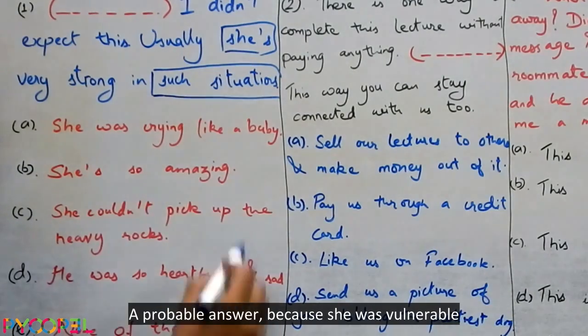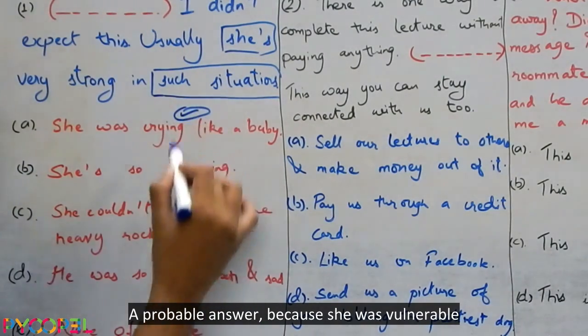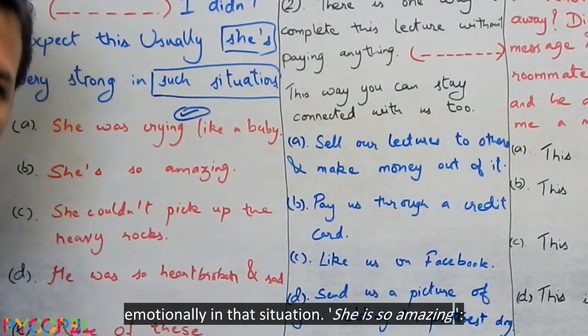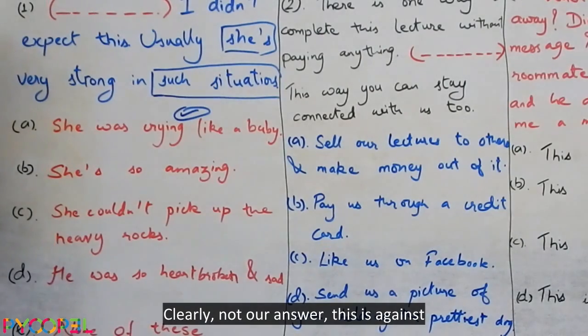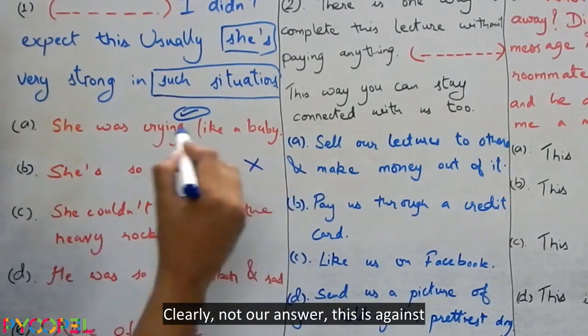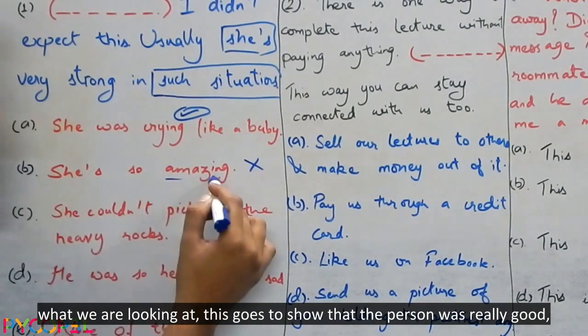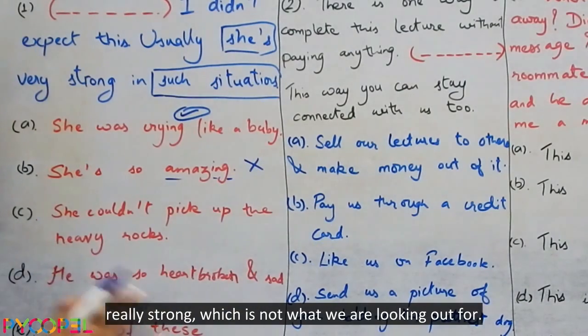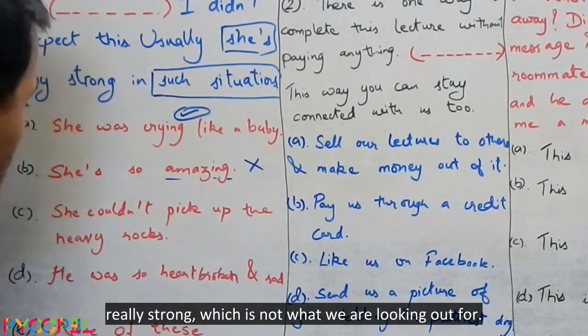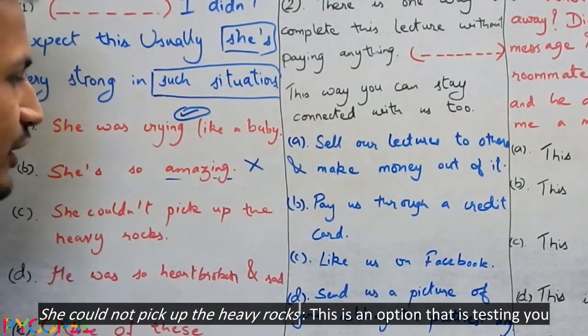"She was crying like a baby" is a probable answer because she was vulnerable emotionally in that situation. "She's so amazing" is clearly not our answer. This is against what we are looking at. This goes to show that the person was really good, really strong, which is not what we are looking out for. "She could not pick up the heavy rocks."